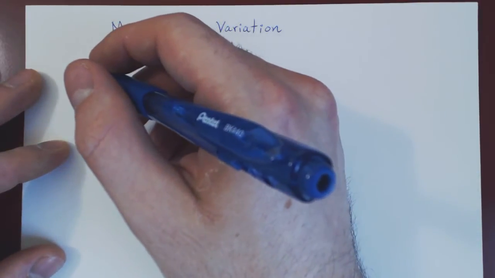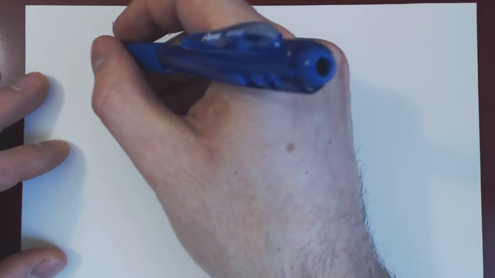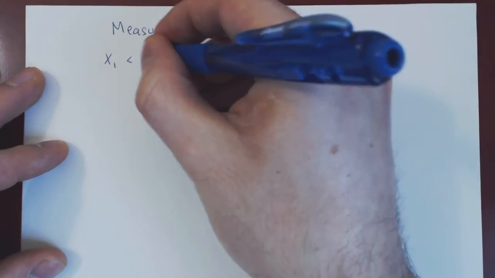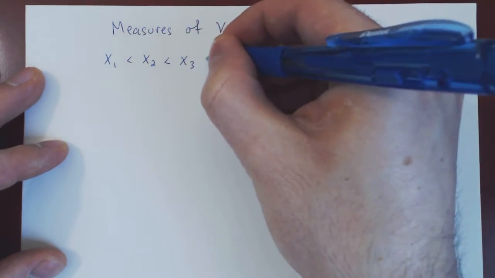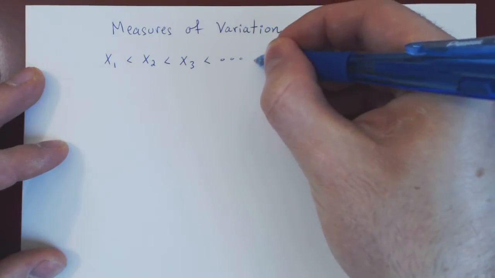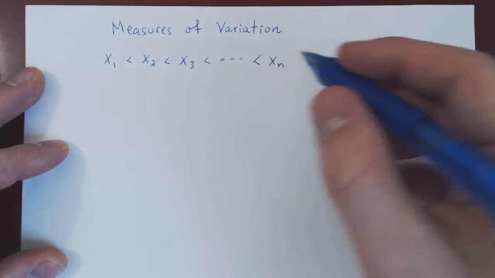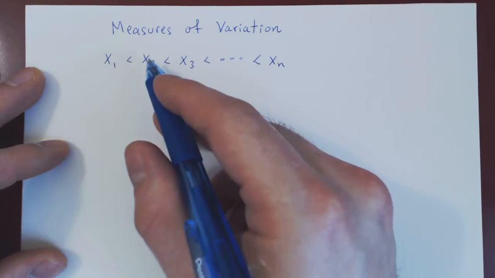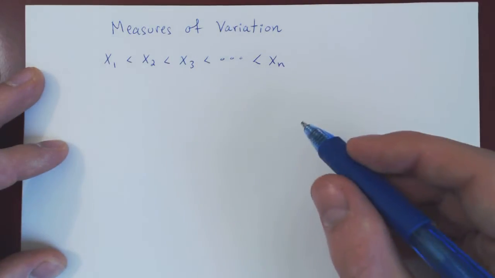Suppose that we have a sample of n values, and we again will order them from the smallest to the largest. So x1, the smallest value, is less than x2, less than x3, up to, say, n. So we have n values. Now, some could be equal. You could have x1 equals x2, that's not a problem. As long as they're in increasing order, everything's okay.